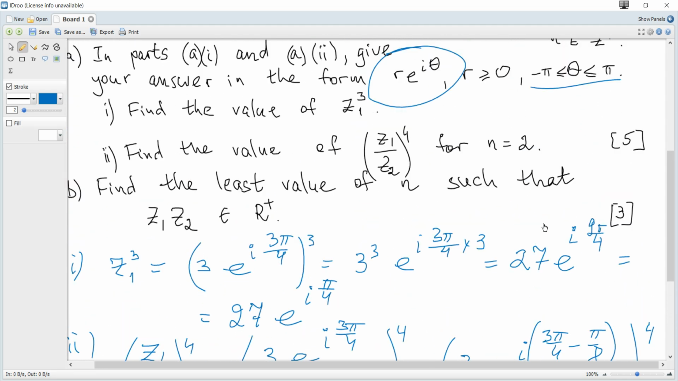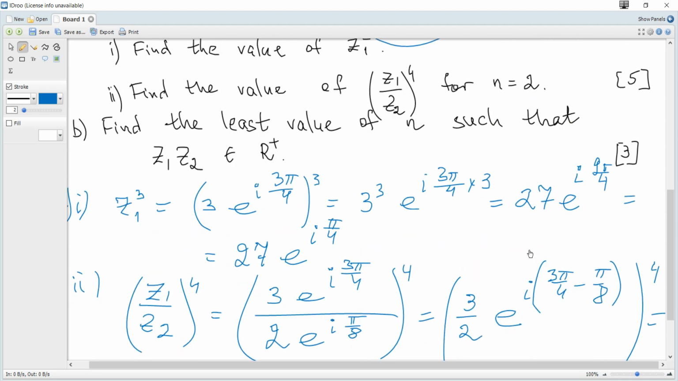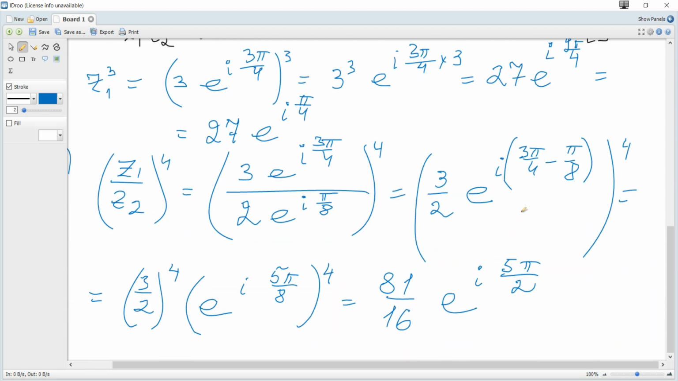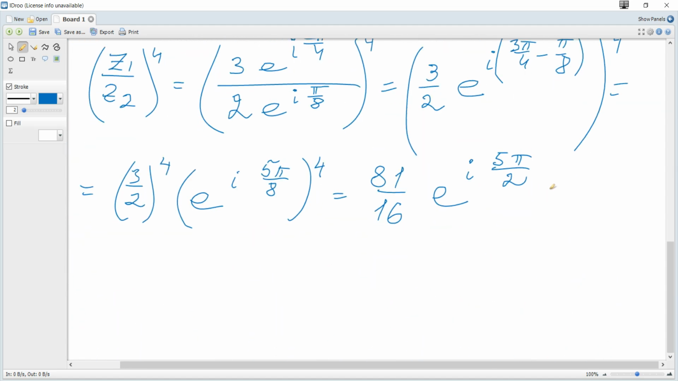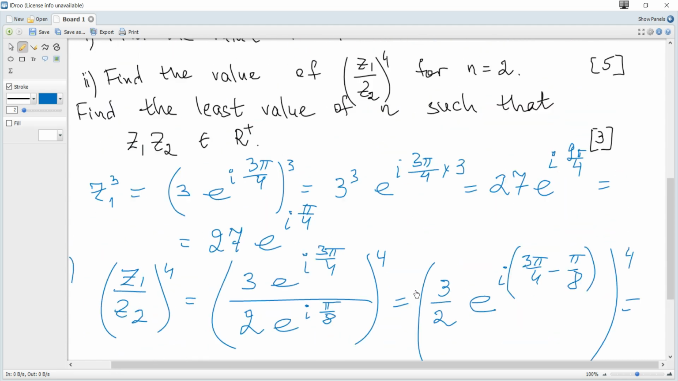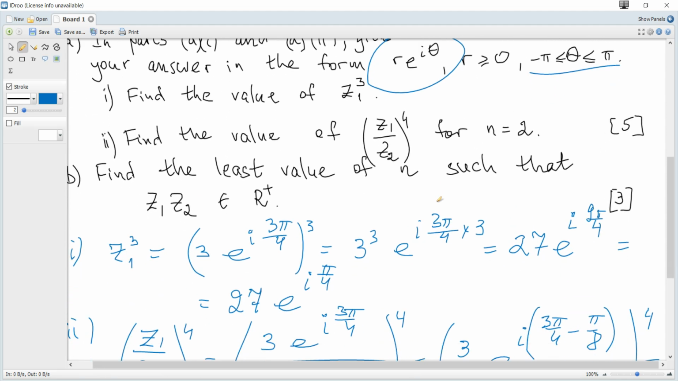It's required because theta must be from negative pi to pi. Now it's 2.5, but if we subtract 2 pi, it will be equivalent and as required, so e to the power i pi over 2. So it's in the form as required.